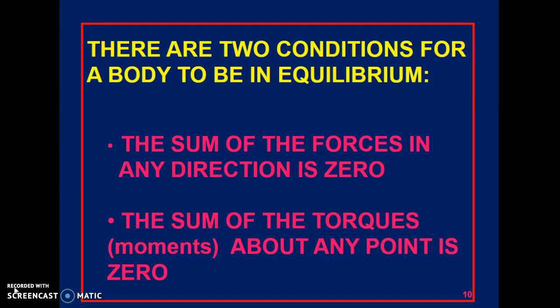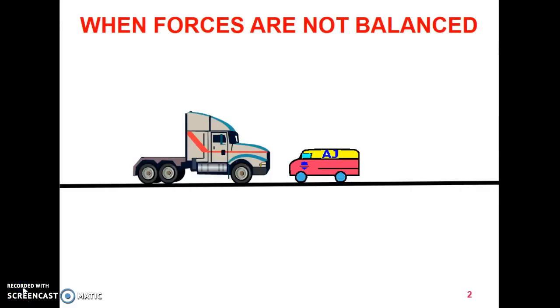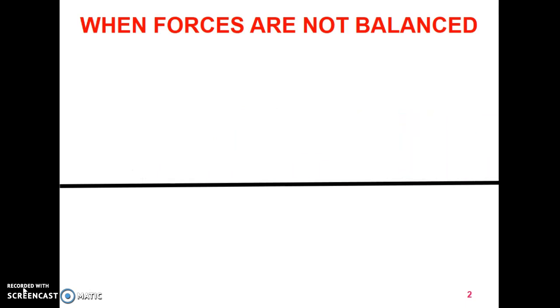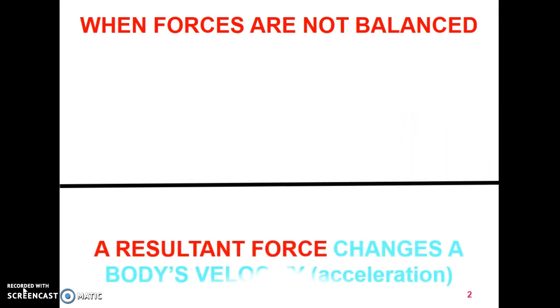Highlight this information in your book because you will need to learn it. And so hopefully you've been asking yourself the question, well, what then happens when forces are not balanced? So for example, a massive truck on the left will force the car on the right to move. And that's when we have a resultant force, or an unbalanced force, or a net force that is not zero.